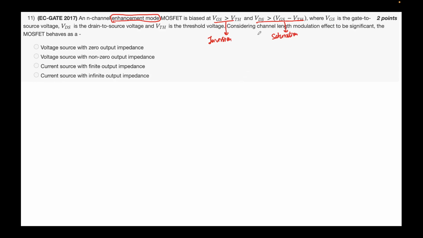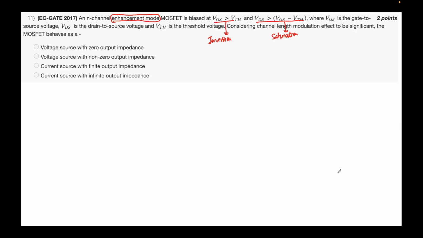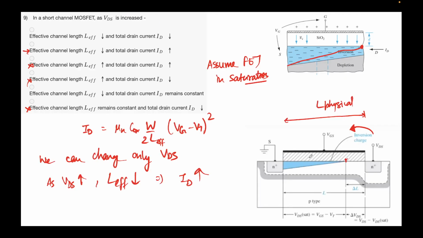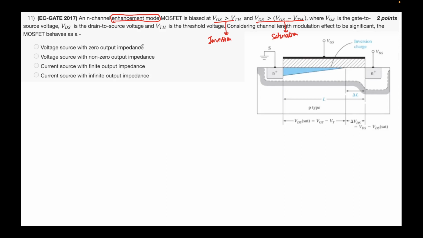Now the question says considering channel length modulation effect to be significant. What is this? This is channel length modulation. Channel modulation means change, so to speak, very crudely. Change in channel length that is happening due to the fact that we are changing the drain bias, right? Formally, this phenomenon that I described, that we talked about here, is known as channel length modulation. Considering channel length modulation to be significant, the MOSFET behaves as a, so we need to understand how this MOSFET is behaving. Let me just start with the analysis that we had, where we left.